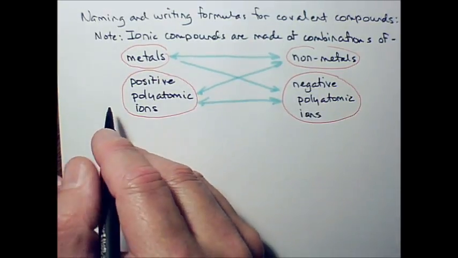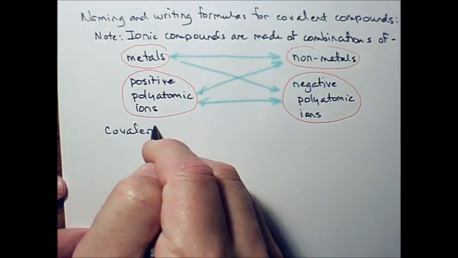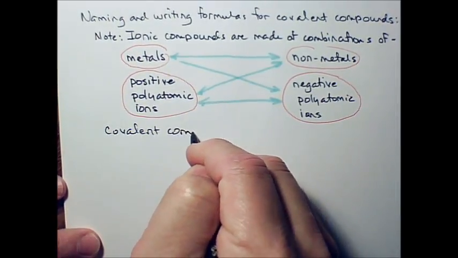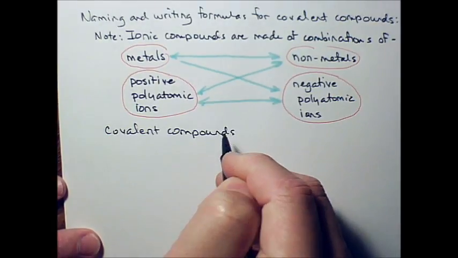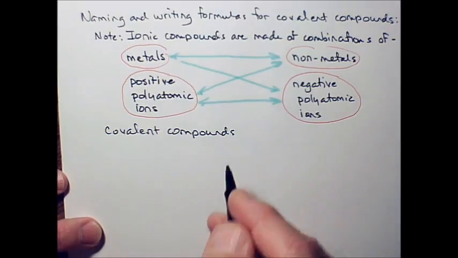For the most part, covalent compounds are almost always made of only nonmetals.